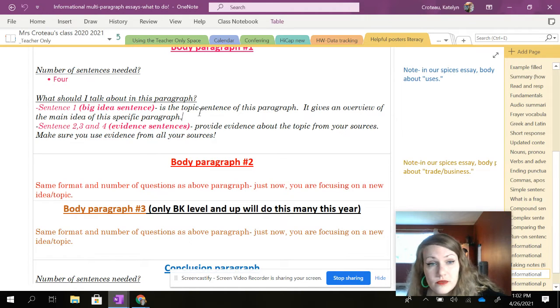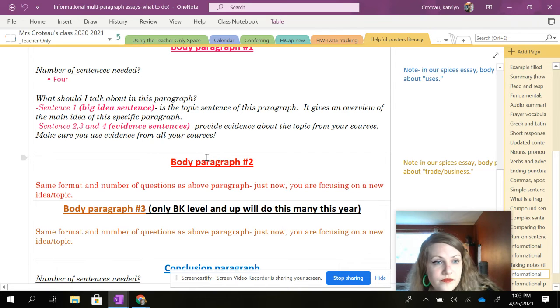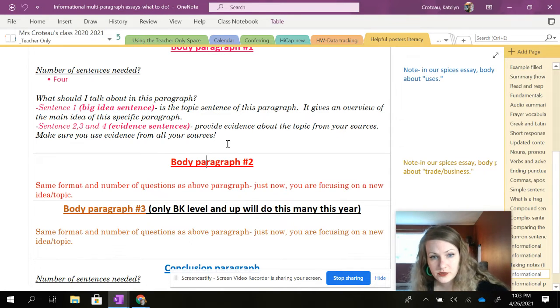You might not even need those. It looked like they were on that left side of the note taker that you guys had. Now, after you've got your big idea sentences, you're going to need to have your evidence. Evidence is your information that comes from the text that supports your ideas, that proves your point. And in this whole essay, our point is really telling people about the history of spice, right?